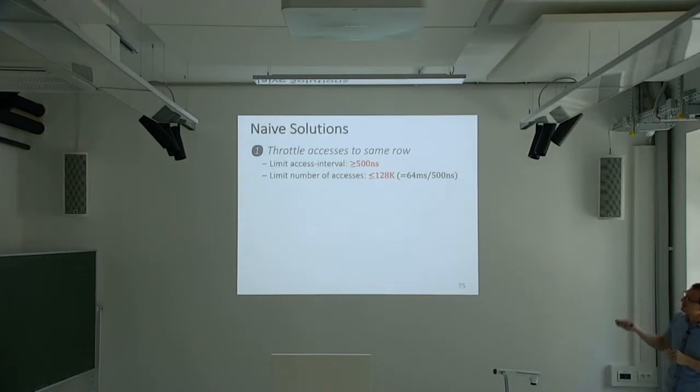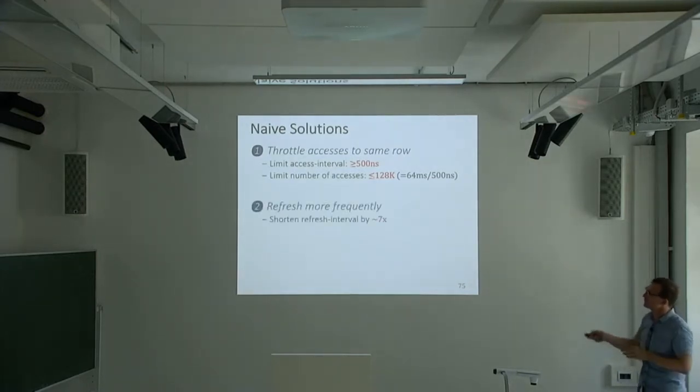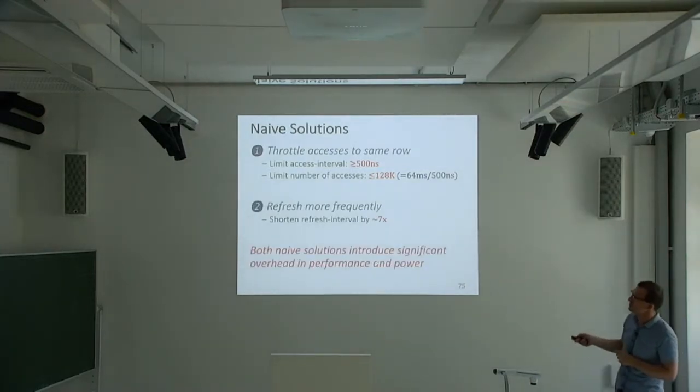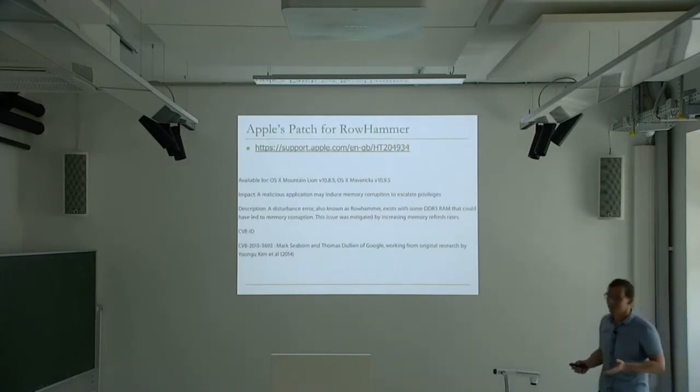Some naive solutions throttle access to the same row. If you have perfect counters, you always throttle access to the same row. This is not a good solution. Refresh more frequently. Again, this is not a good solution. That's what we said. Basically, both naive solutions introduce significant overhead in performance and power. But what do you do in the field right now? The immediate solution that's employed in the field is essentially refreshing frequently.